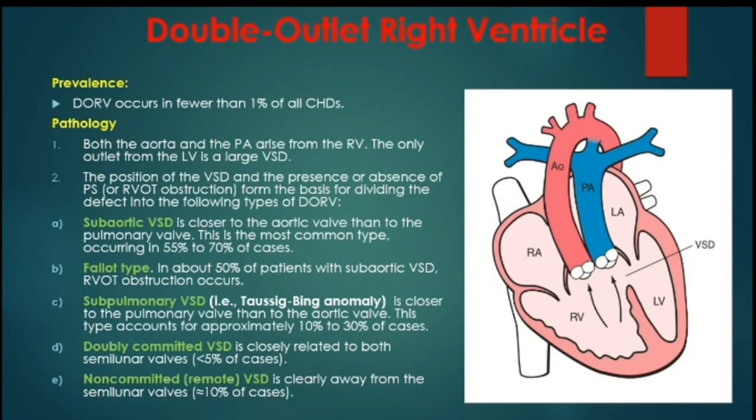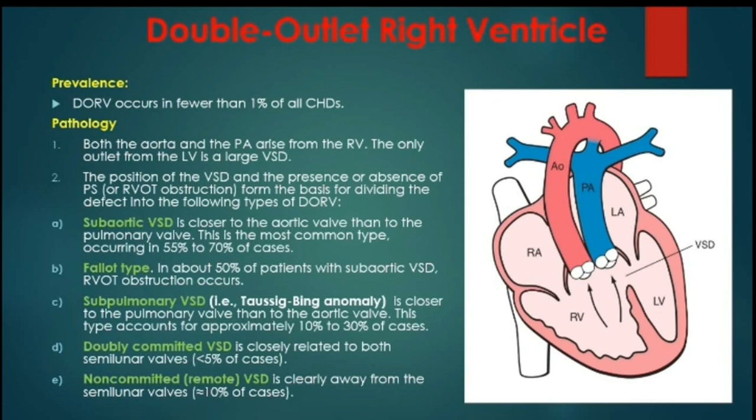The first type is the subaortic VSD, which represents 55 to 70% of cases, where the VSD is closer to the aorta rather than the pulmonary valve, and this is the most common type, as we see. 50% of these cases, the subaortic VSD, have right ventricular outflow tract obstruction, so they represent like a Fallot type.